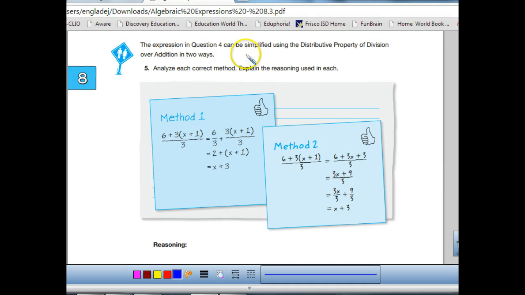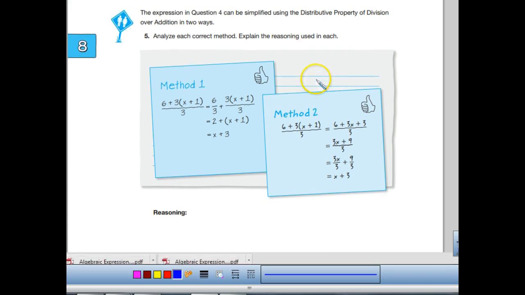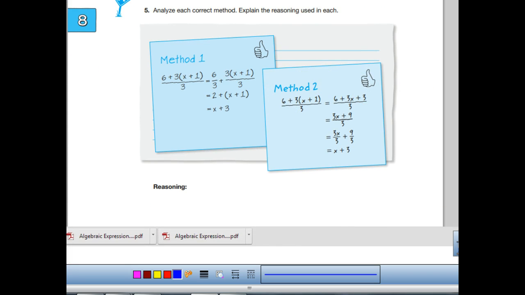The expression in question 4, let me go on to the next page. The expression in question 4 can be simplified using the distributive property of division over addition in 2 ways. So I want you to study method 1 and 2, and explain the reasoning that was used in each. So do that right now as you pause the video.